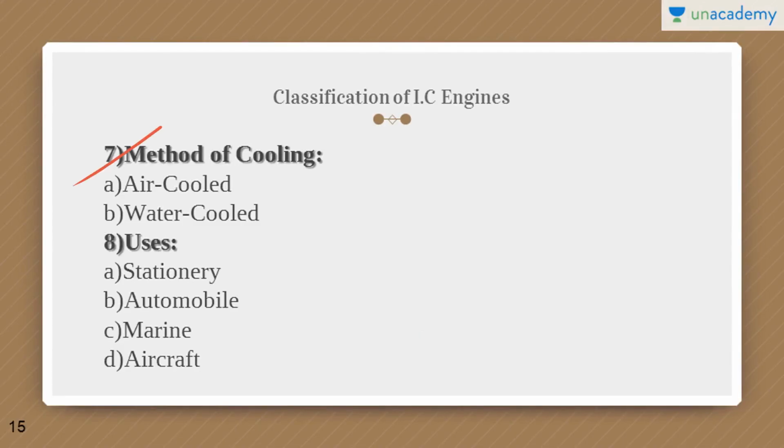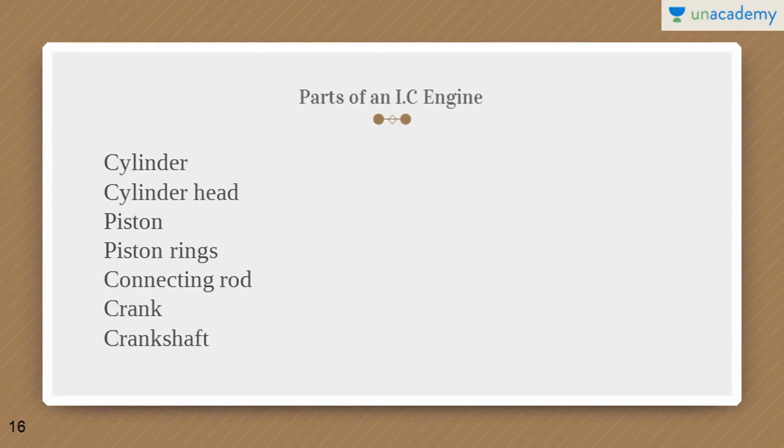According to the method of cooling, if the heated cylinder walls are cooled by circulating air, then the engine is called an air-cooled engine. If water is circulated through the jacket surrounding the heated cylinder walls, then it is called a water-cooled engine. Then coming to the last thing, according to the users, they are named as stationary engine for stationary purposes, automobile engine for automobile purposes, marine engine for submarine purposes, and aircraft engine for aeronautical purposes.